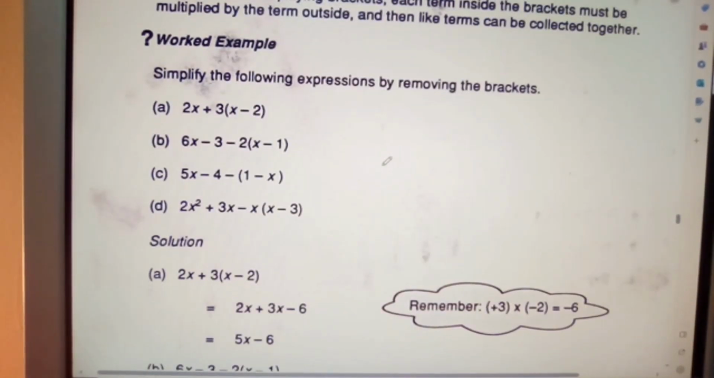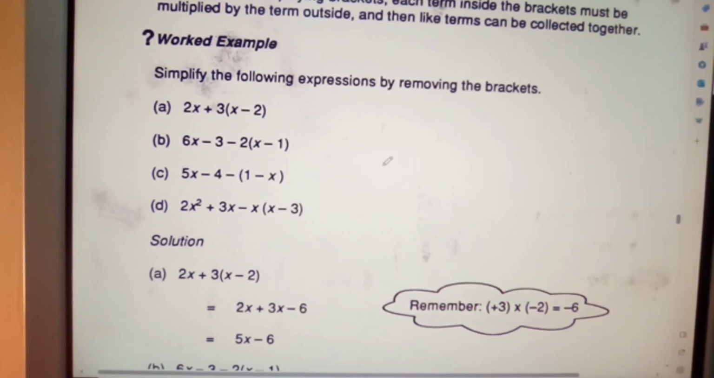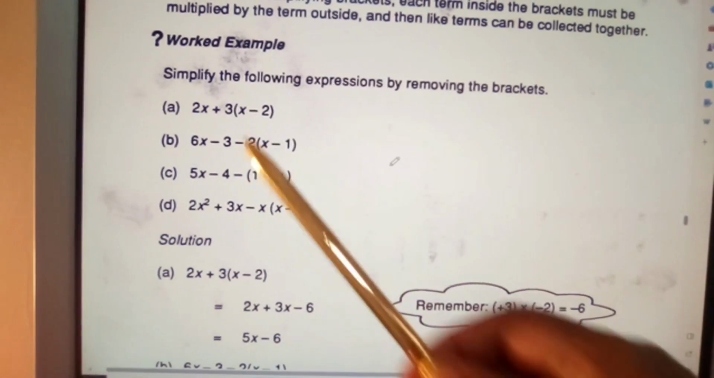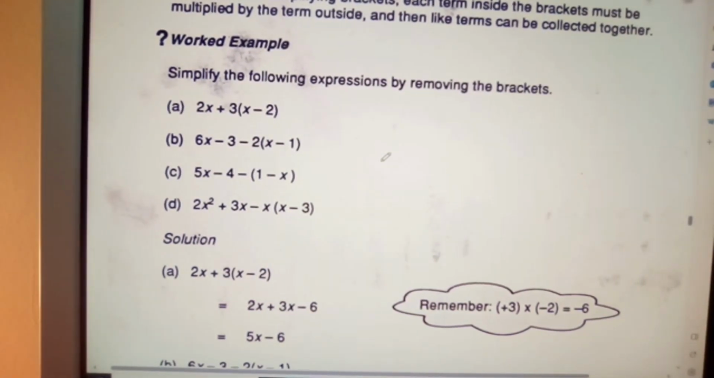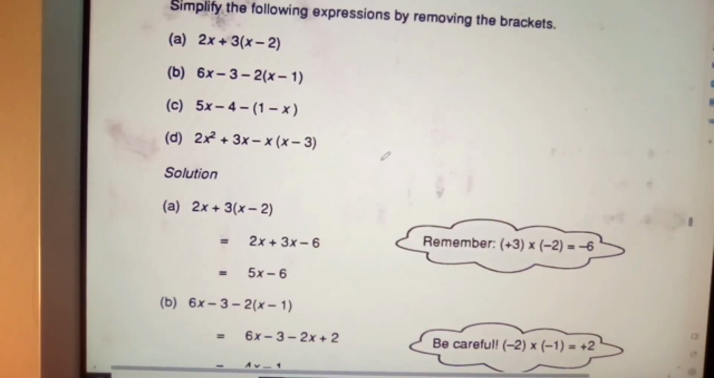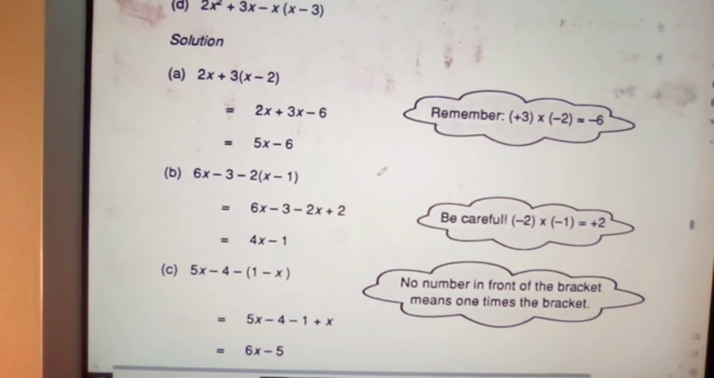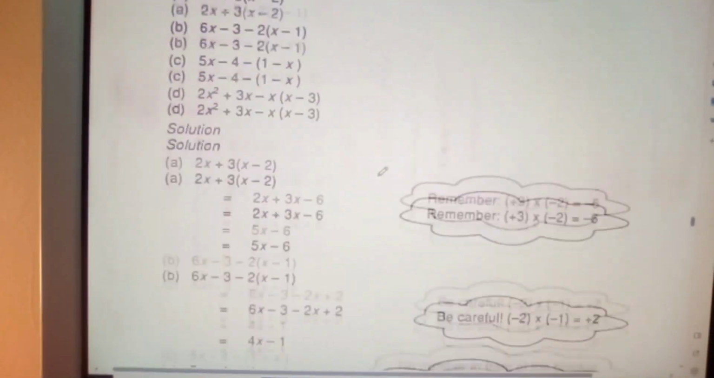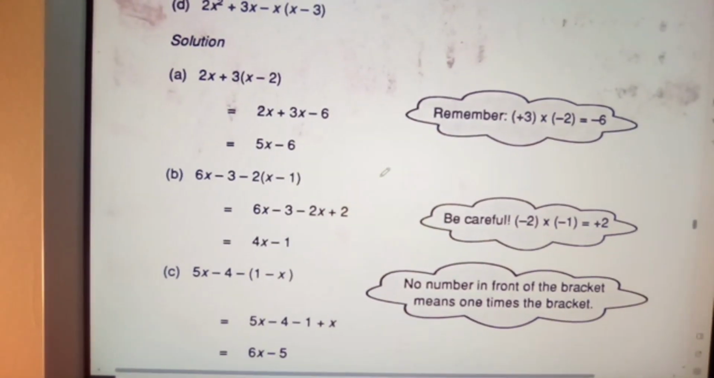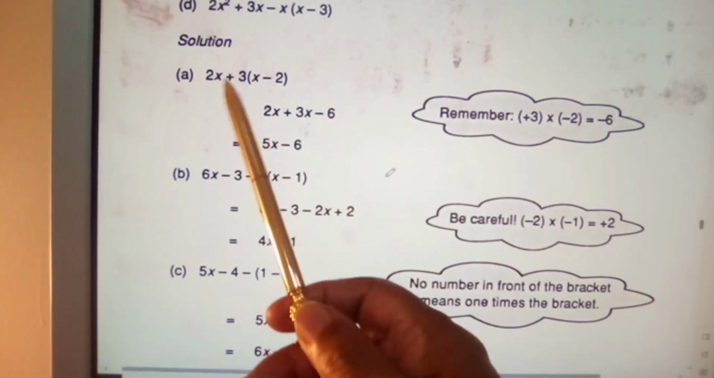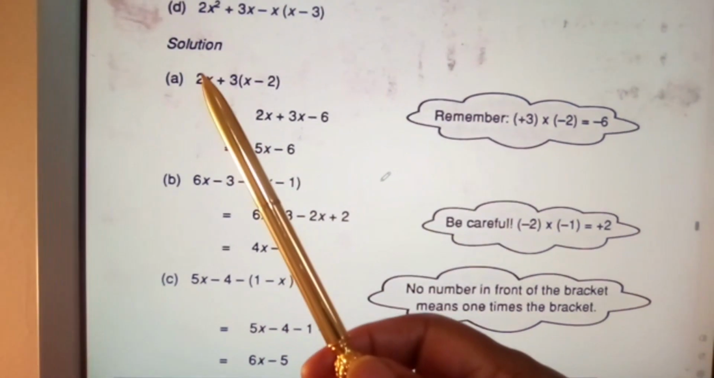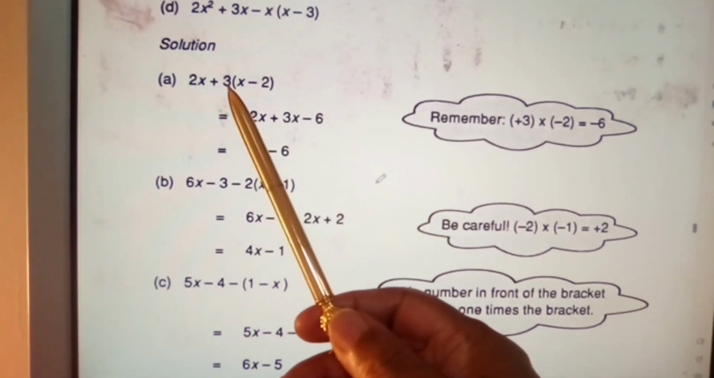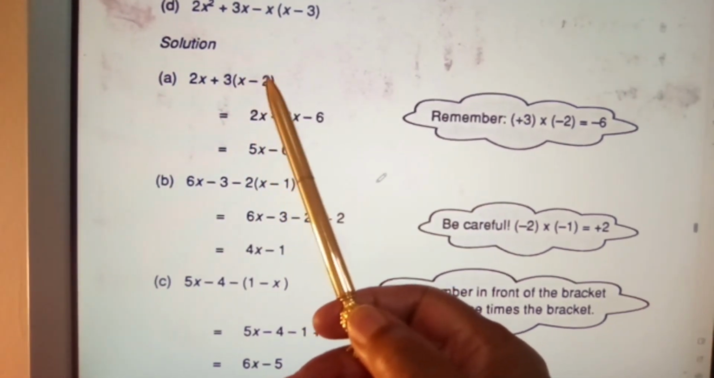Brackets. Simplify the following expressions by removing the brackets. And let's look at A. A should be quite simple, I would say, because when you take this here, you have 2x plus 3. Always write out the question. You need to write out the question every time. Do not try to solve these without writing out the question. 2x plus 3, open bracket, x minus 2, close bracket.